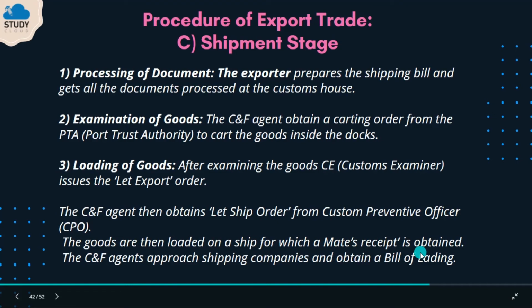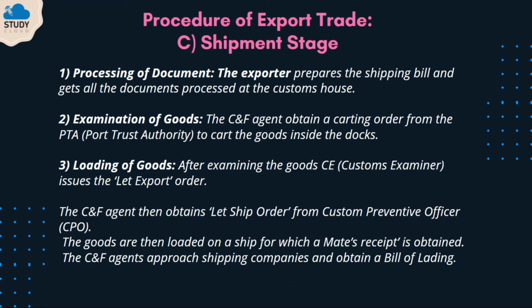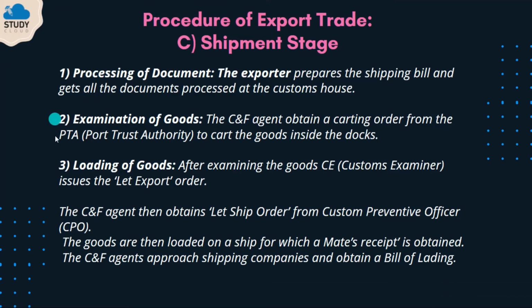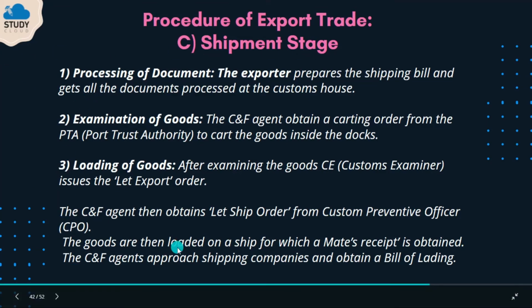And the bill of lading contains a detailed list of a ship's cargo in the form of a receipt given by the master of the ship to the person consigning, means sending the goods to different countries. So this stage is a part of the shipment stage. It happens in the exporter's country.